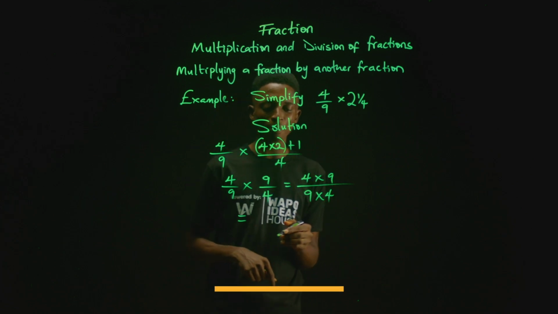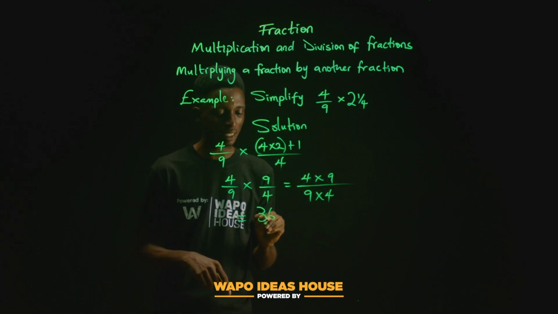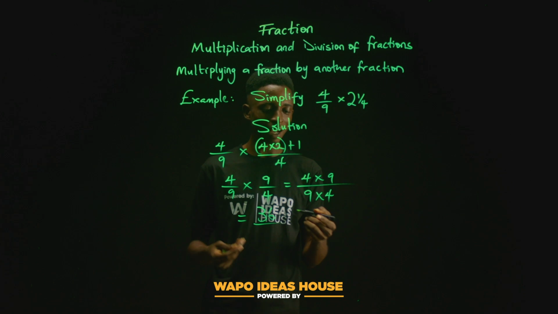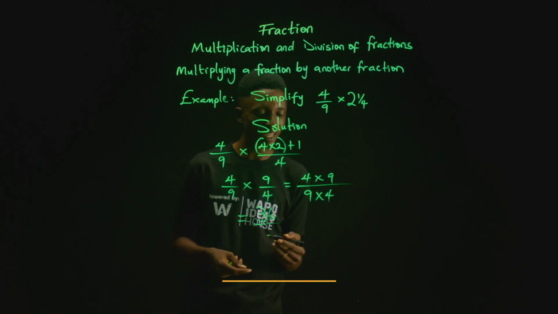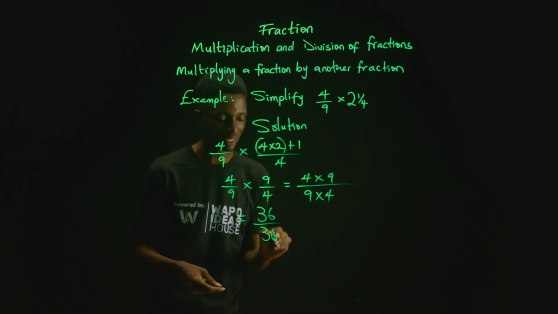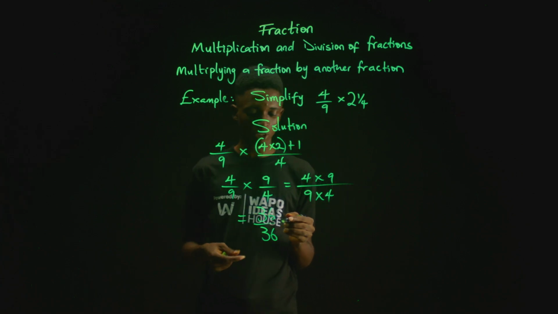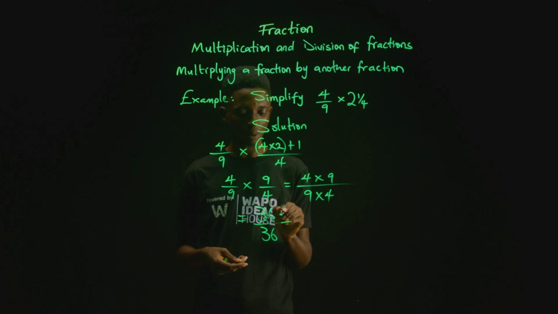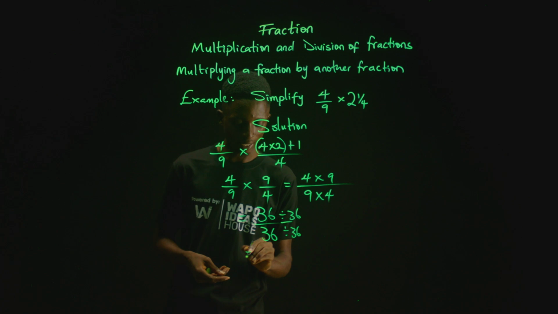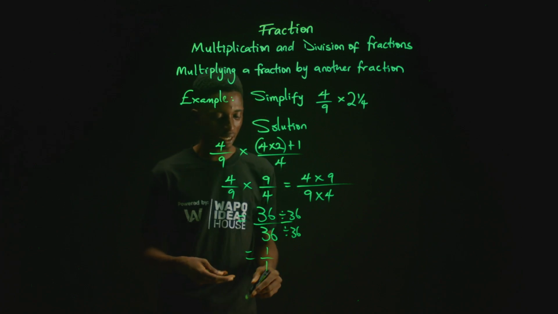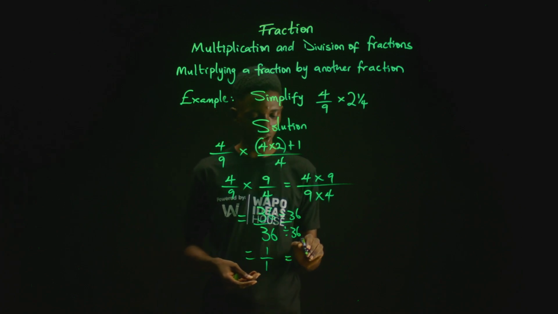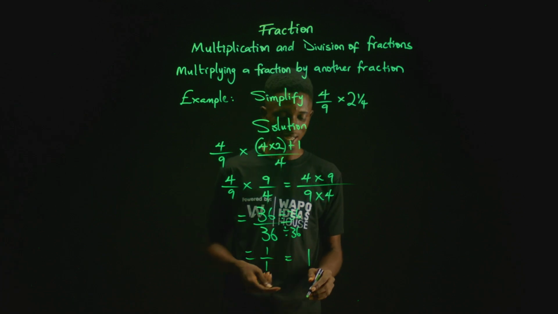And 4 multiplied by 9 will give us 36. And it's the same answer for the denominator. So 9 times 4 is also 36. The highest common factor for the numerator and denominator is 36. So we divide both of them by 36. And we'll get 1/1. And 1 divided by 1 is just 1. So our final answer is 1.